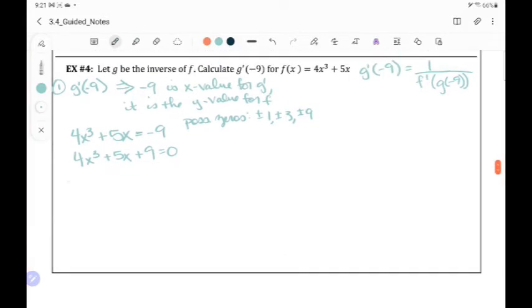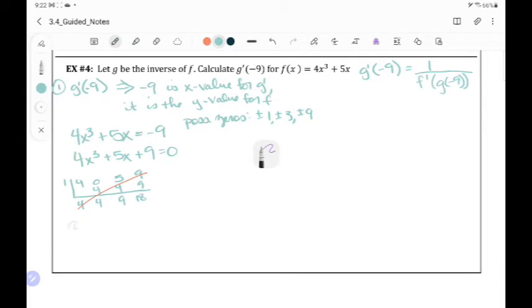I'm going to start with 1 and just see if I can find the 0. Oops, I skipped the x squared. It's going to be 4, 0, 5, 9. Let's see, 1, bring down the 4, 1 times 4 is 4. This is 9. 9 times 1 is 9. This is 18. I did not get 0, so that didn't work.